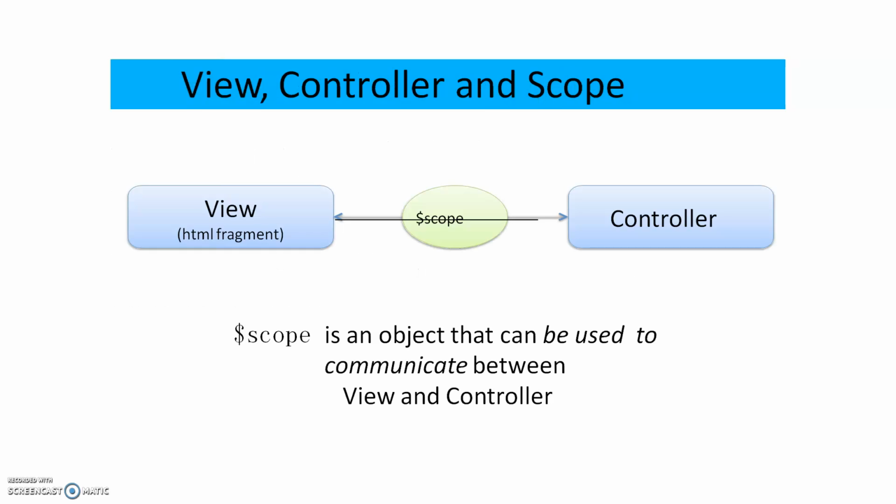So this will be the picture. View means, we know, the HTML fragment which will display the contents, and the controller. Now what is the scope? Scope is the variable. It is an object that can be used to communicate between view and controller. So whatever contents are in the view can be read by the controller through the scope variable, and if the controller is updating something, that also can be conveyed to the view using the scope object.